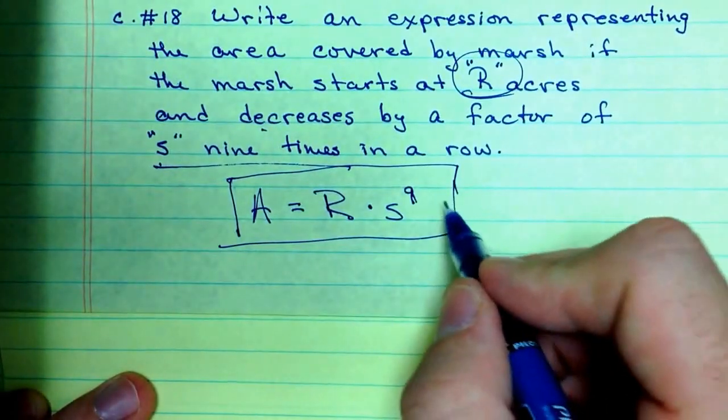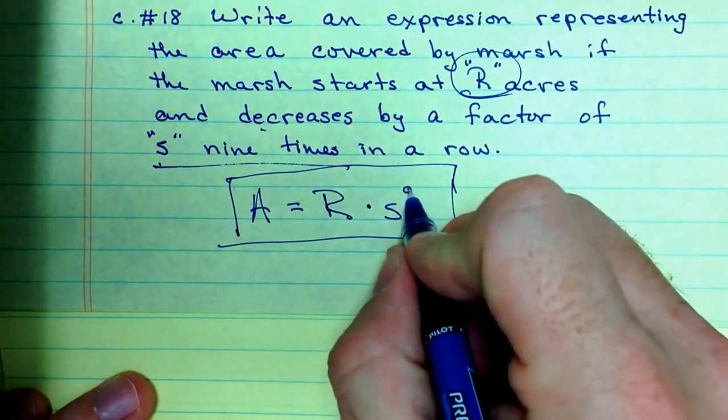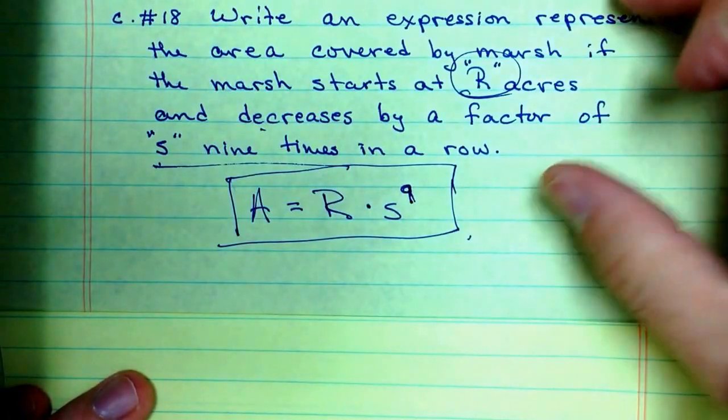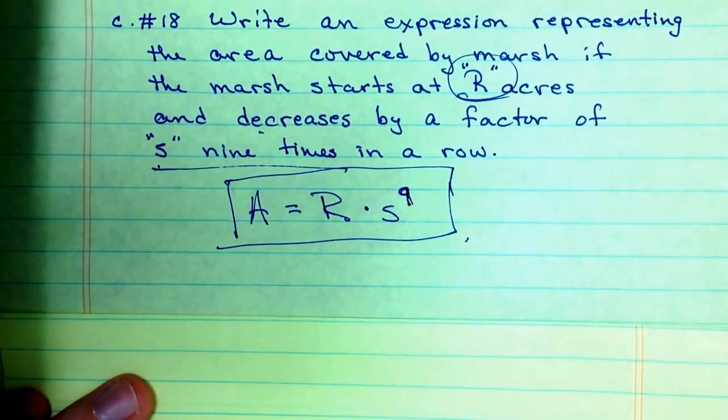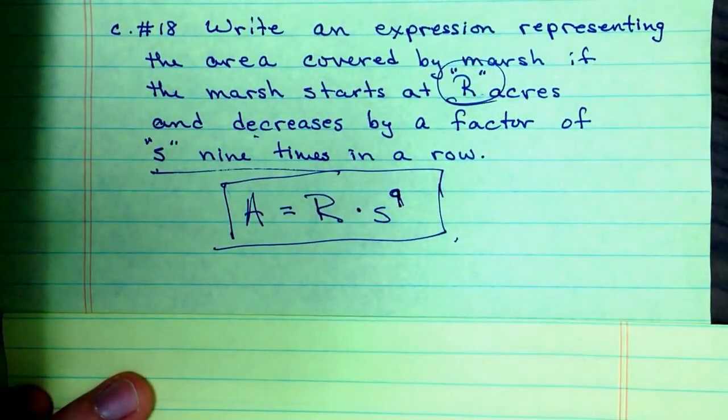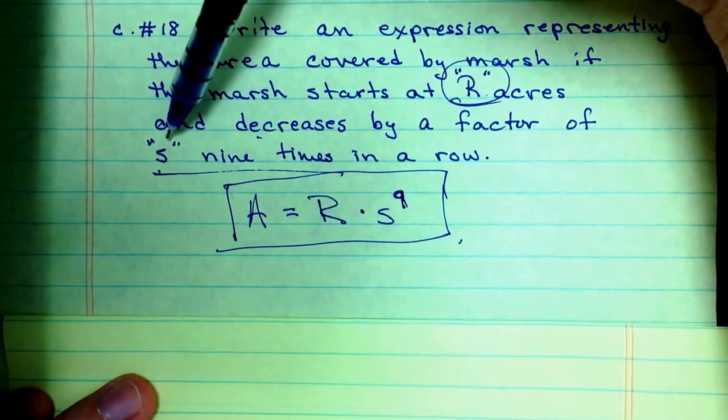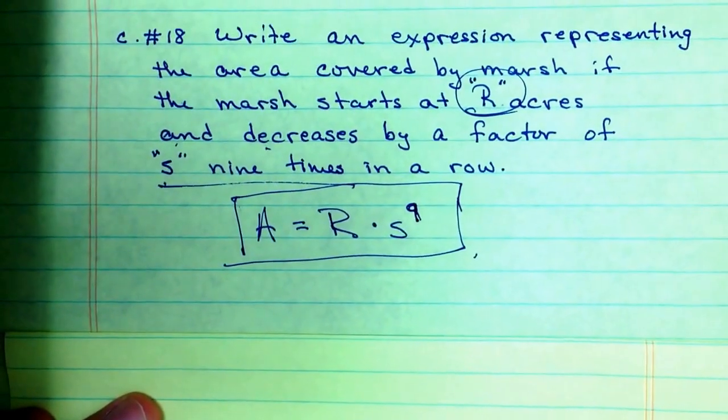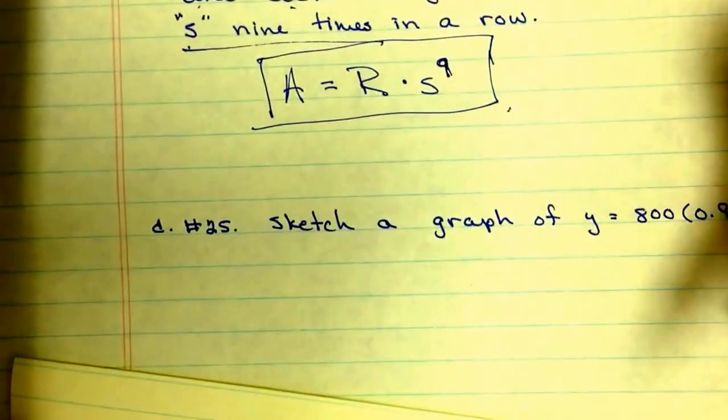Okay, I know some of y'all are going to get fussy because the 9 is not a variable, but this is just an expression for some area. So if they give us a value for R, and they give us a decay rate, we can figure this out for the area. All right, what about this one?